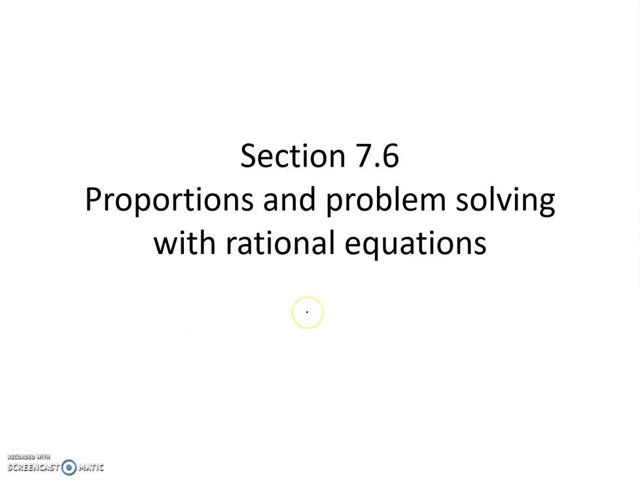Today we're going to be looking at Section 7.6, Proportions and Problem Solving with Rational Equations.